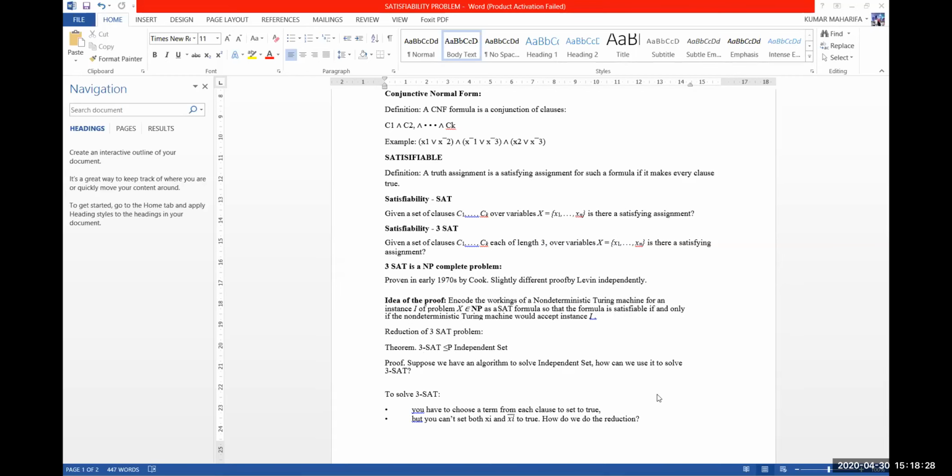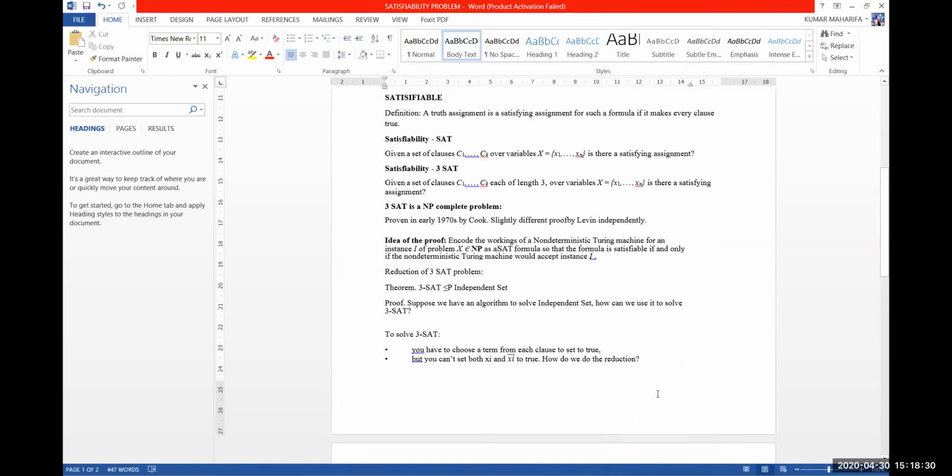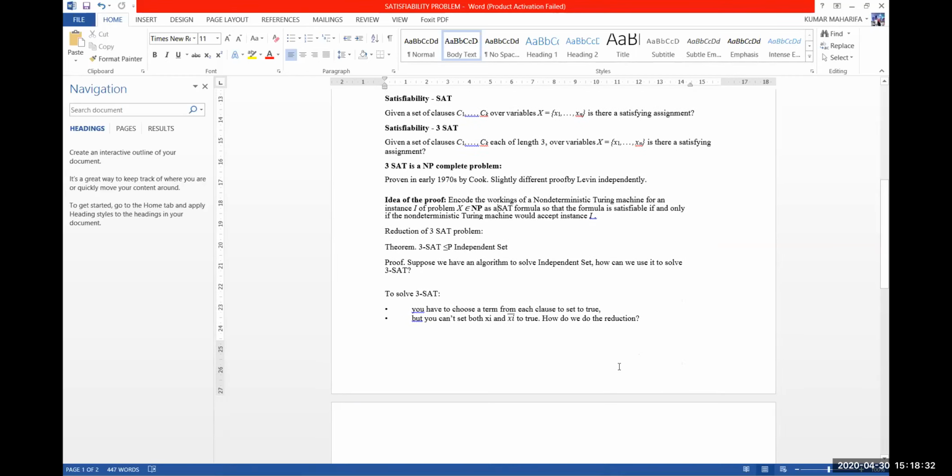Okay, and how to prove whether we can reduce it to independent set or not? Suppose we have an algorithm to solve independent set; how can we use it to solve 3-SAT? Okay, so we have the 3-SAT problem. The 3-SAT problem by itself cannot be solved efficiently because it is NP-hard. So we are now going to reduce that to the form of independent set, and then we are going to solve that problem. Okay, so now how to solve that 3-SAT?